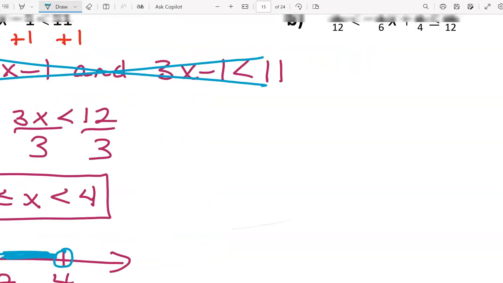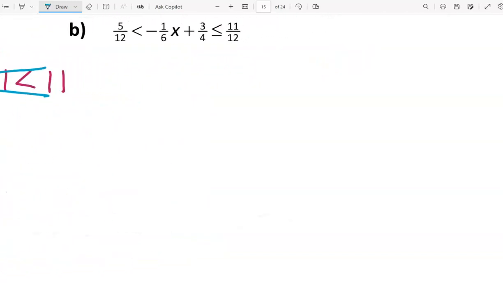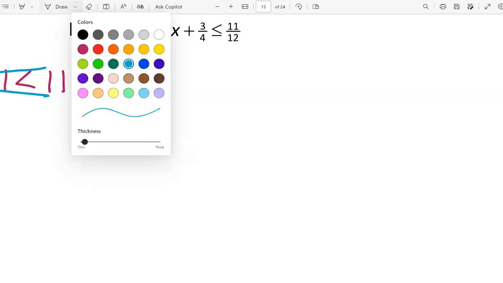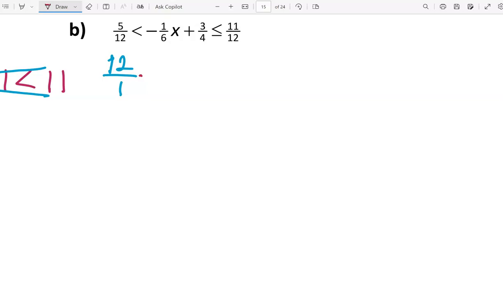All right, let's move on to b. In b, we should be multiplying by the least common denominator. So we'll multiply all three parts, or every single term in this equation, by 12.